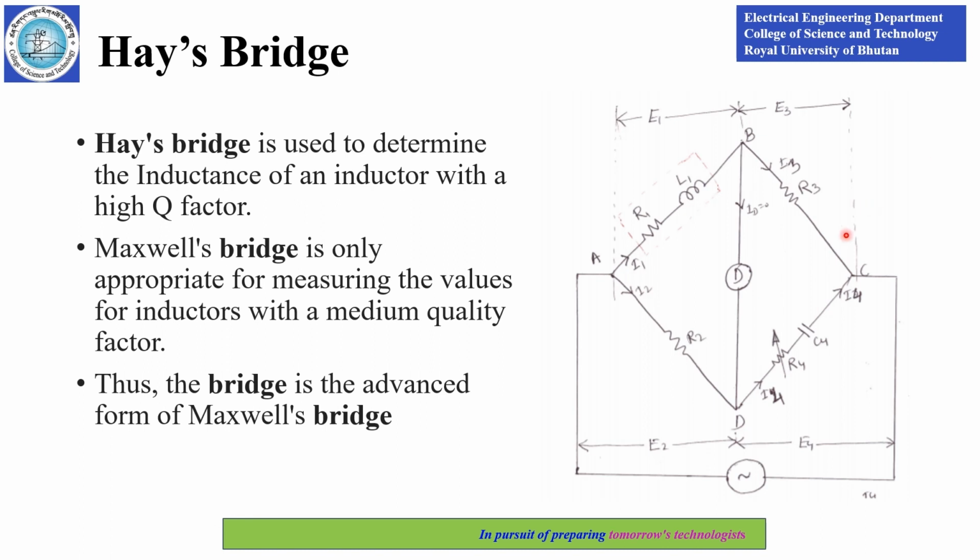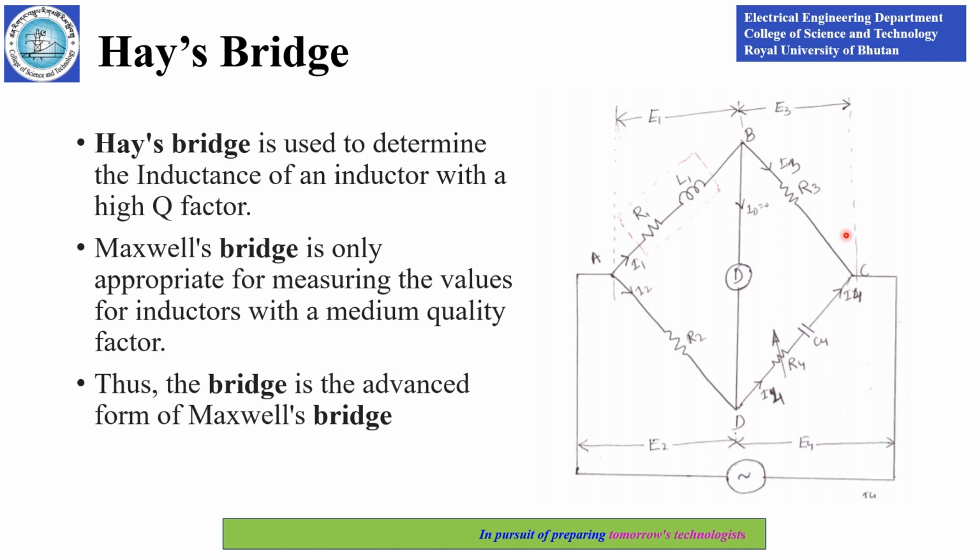If you look at the construction of the Hayes bridge, the unknown inductor L1 is placed in the arm AB along with the resistance R1. This unknown inductor is compared with the standard capacitor C4 connected across the arm CD. The resistance R4 is connected in series with the capacitor C4. The other two non-inductive resistors R2 and R3 are connected in the arms AD and BC respectively.